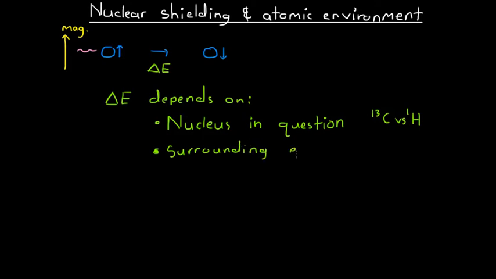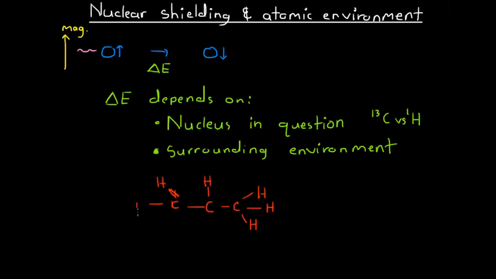This is where the idea of nuclear shielding comes in. If we take a pretty simple molecule, let's say ethane. Actually, we'll make that propane. So if we've got a propane molecular structure here, like this, how does the surrounding environment affect things?